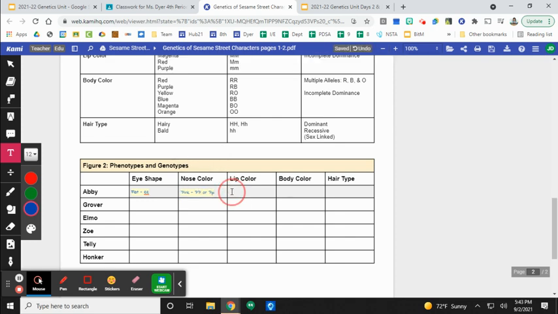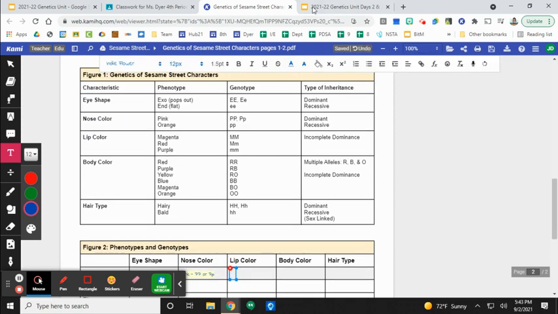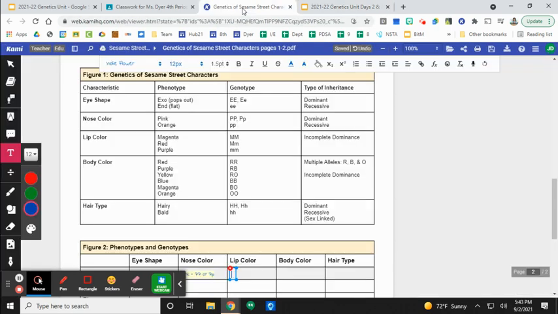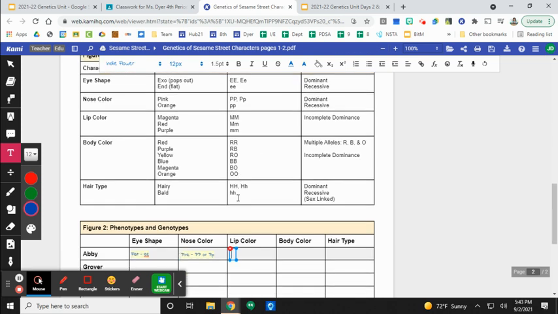And then we'll go on over to lip color for Abby. Abby's lip color, we'll use probably the same color as her fur or whatever this is here, and that's going to be magenta. So for lip color, I'm going to say magenta, and that's going to be homozygous dominant.